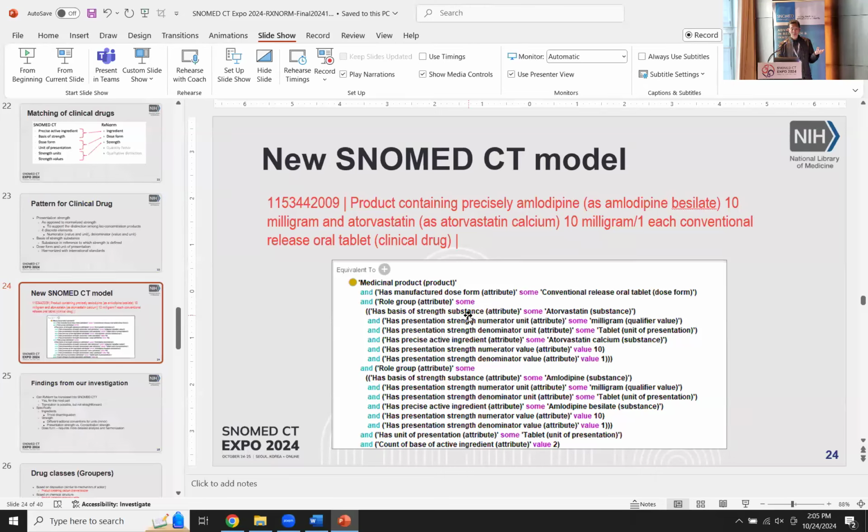And in each row group, you specify the active ingredient and also the basis of strength substance. And then you have 4 different attributes to represent the strength of each ingredient.